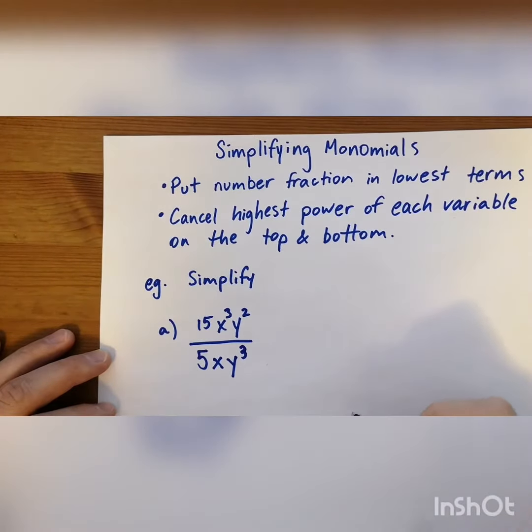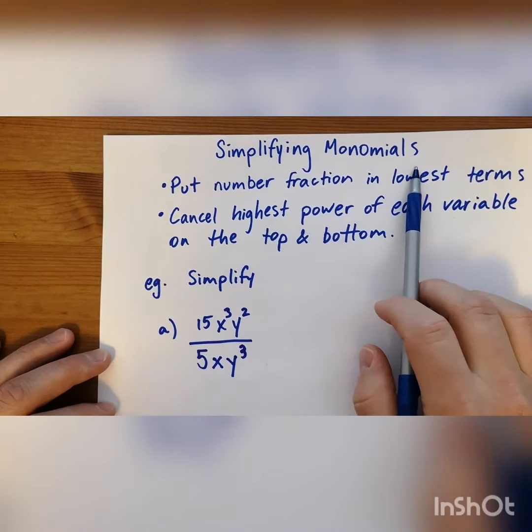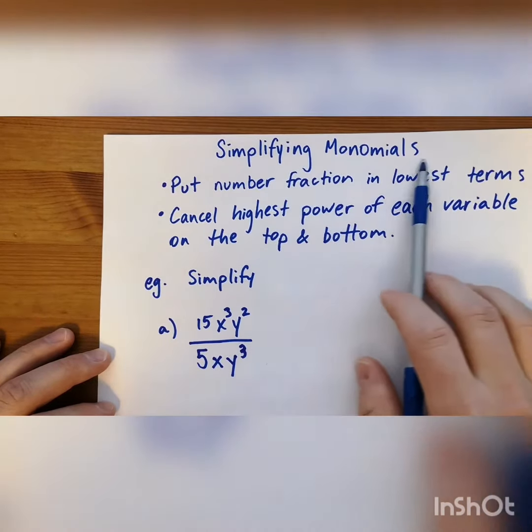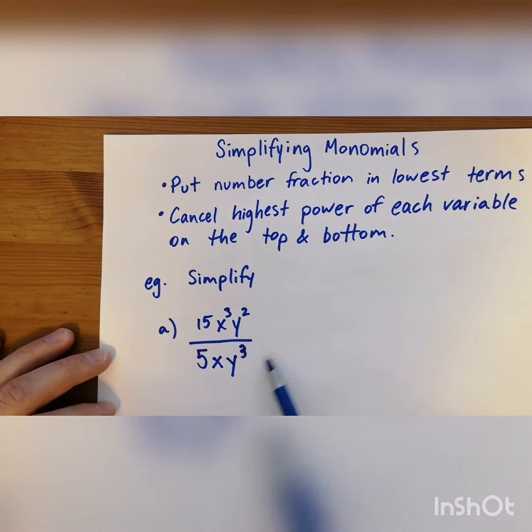Hello, the first thing I'm going to show you how to do today is simplifying monomials. Monomials are rational expressions with no plus or minus sign. So you can already see the example I've set up. There's no plus or minus sign here. So the top and bottom are both called monomials. That just means one term.